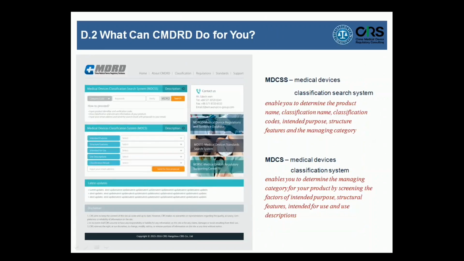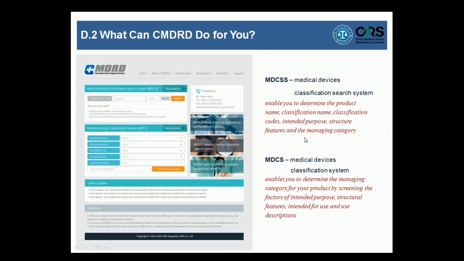This is a platform of the med device classification search system and the classification system. The search system enables you to determine the product name, classification codes, intended purpose, structural features, and the managing category. You just input the product name, category name, or category code. I will show you just a few minutes later.